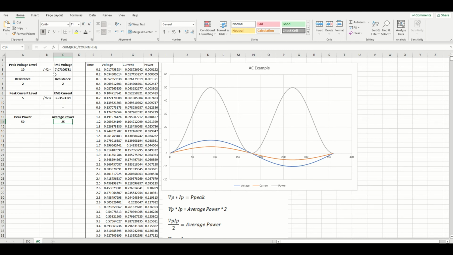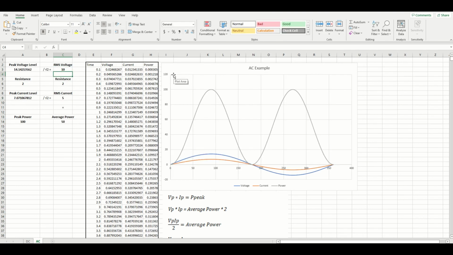So if we take that peak and divide it by the square root of 2, we will get an RMS voltage of 7.07, and over a 2 ohm resistance, we'll have an RMS current of 3.5, which actually does equal an average power of 25. So now we have a value that will give us the same average power as if it was DC voltage and DC current.